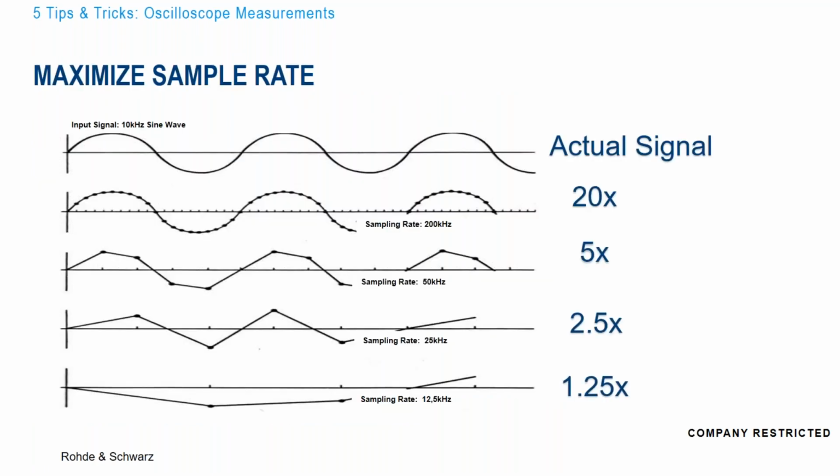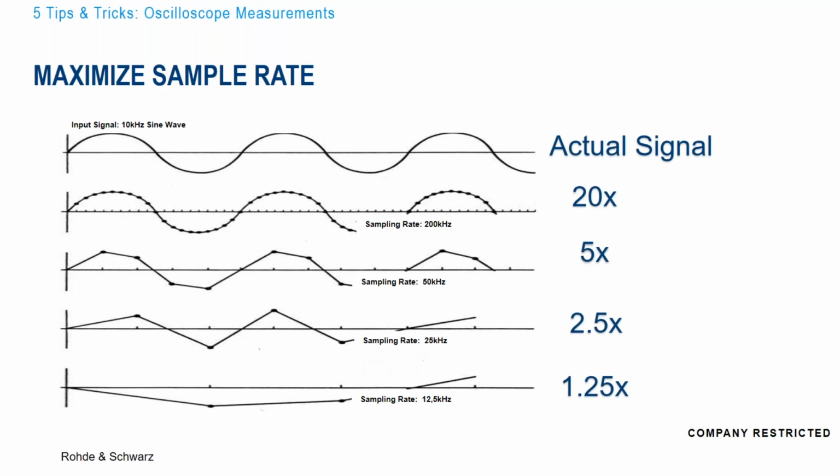So this is possibly my favorite slide in this whole presentation. At the bottom, we're looking at what the oscilloscope actually sees at a sample rate that's too slow. If we look at 1.25x, we can't even really see that it's a sine wave. We completely miss some of those high transitions. We only get some data points at the low end.